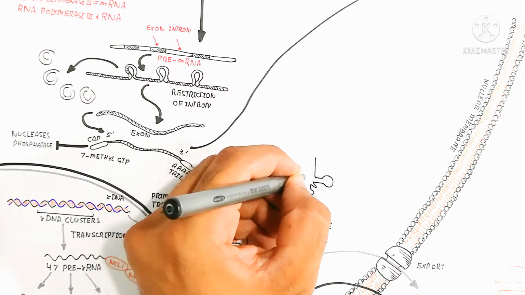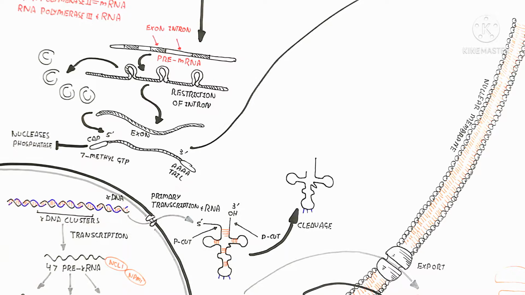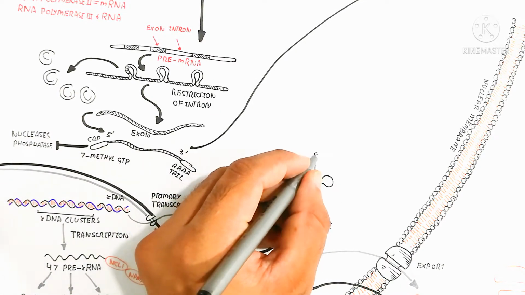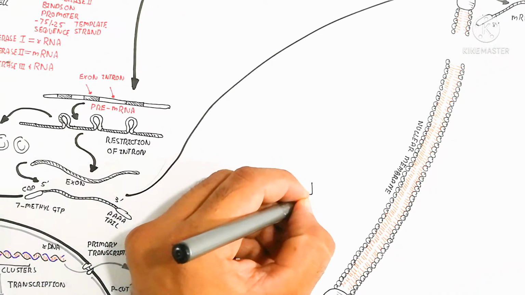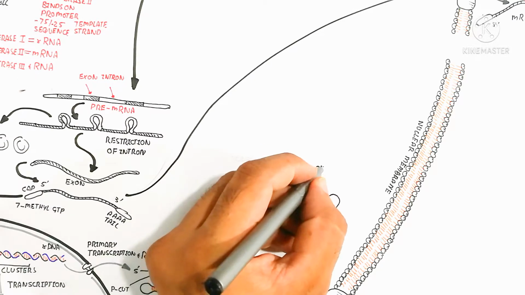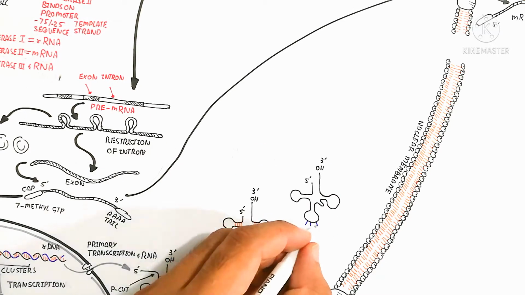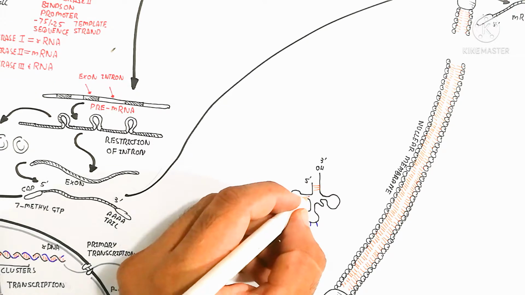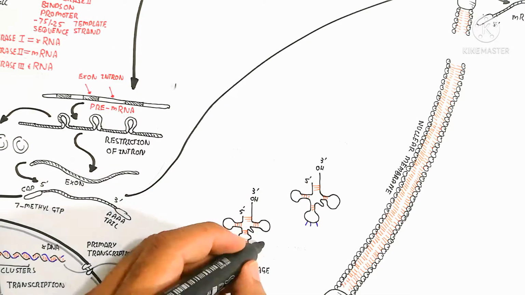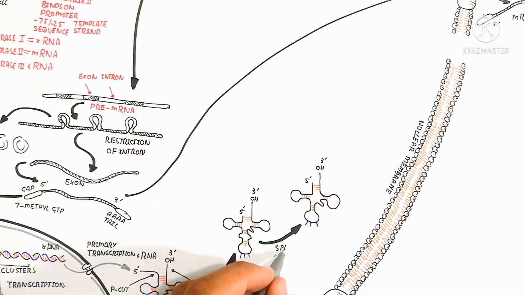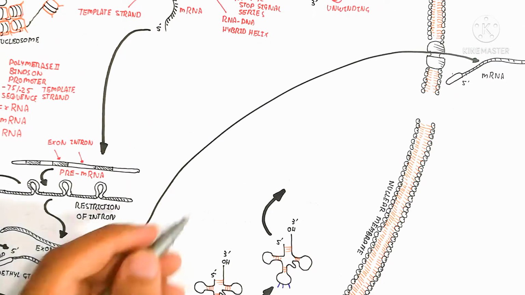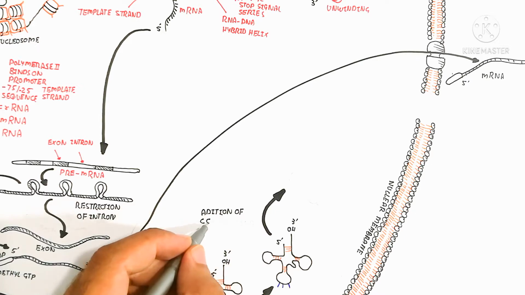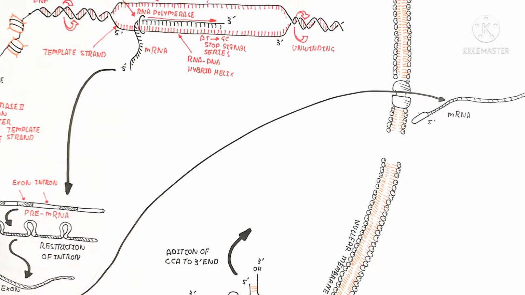After the cutting, that is a cleavage formation, and the cleavage is basically the splicing, releasing of the P site and releasing of the D site, and addition of cytosine, adenine to the 3' end will be added by the enzyme, and with this enzyme the mature transfer RNA will be formed.